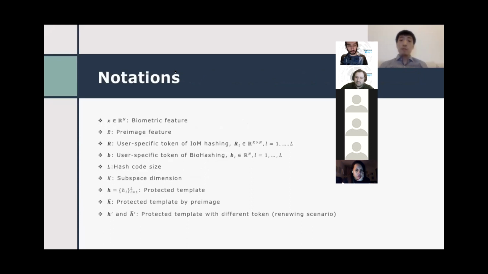Here I list some notations that will be used in this presentation. X and X-hat are the biometric feature vectors of the original trait and the pre-image respectively. R or B is the user-specific token. It will be replaced when the user reissues the template. This is very important in our attack. H is the protected template. With a hat, it means it is for the pre-image, and with an apostrophe, it indicates the reissuing scenario with a different token.